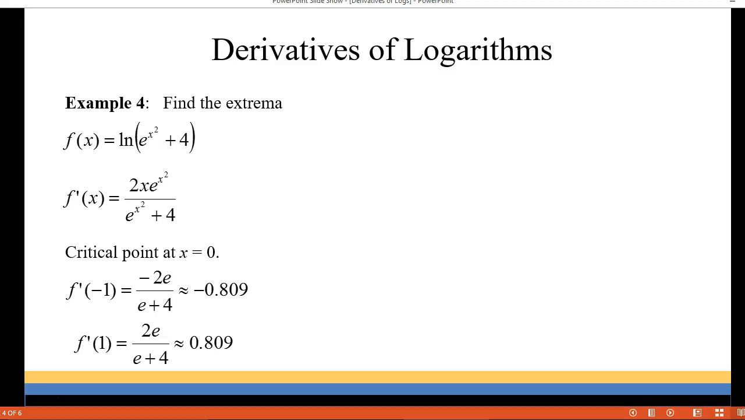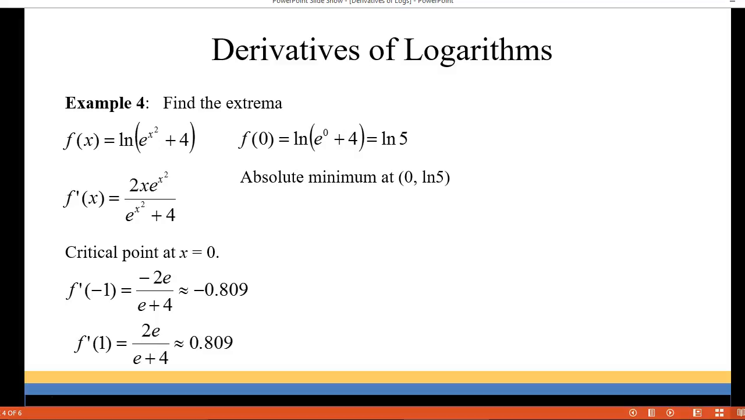And then I plugged in a positive 1, and I got positive 0.809. This tells me that the graph is decreasing on the left side of 0 and increasing on the right side of 0, which means we have a minimum point at 0.